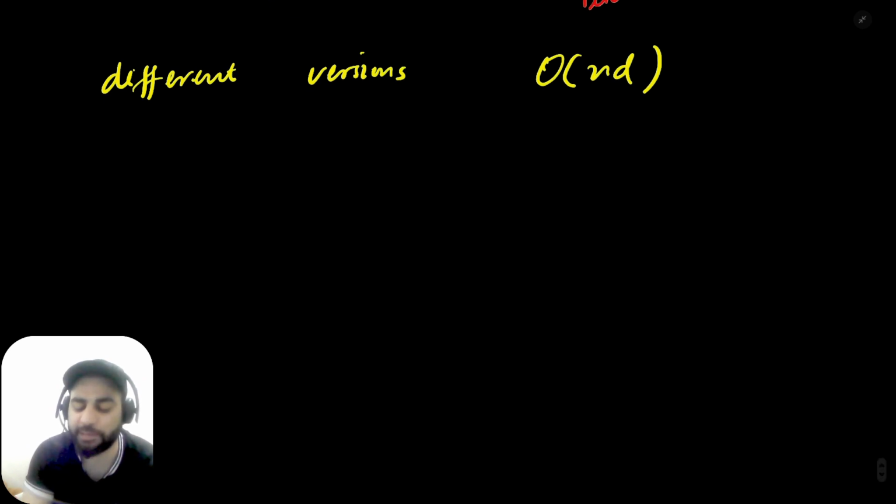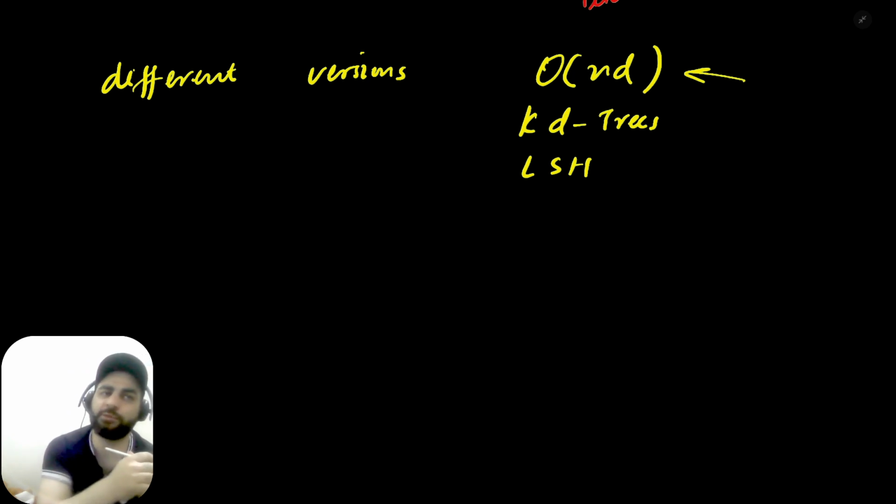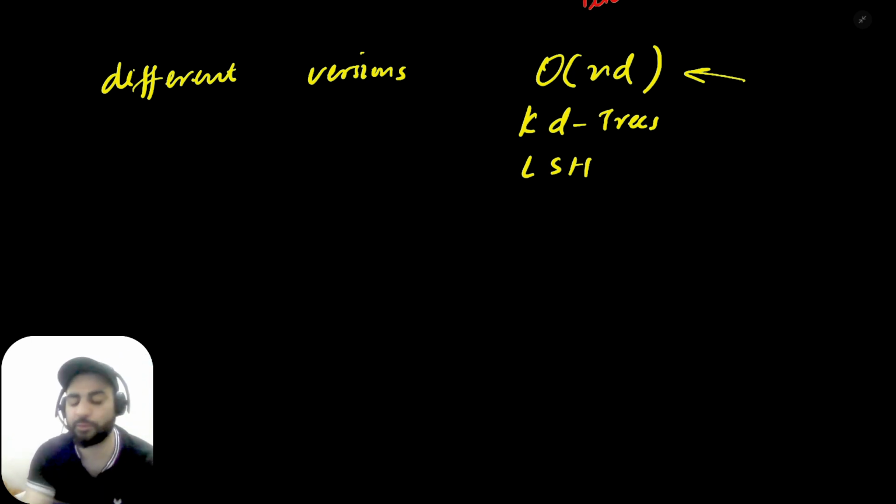Now we'll see if there are ways to reduce this time complexity. There is something called KD trees, which we will study, and there is something called LSH. We'll use these two techniques to implement KNN and make it a little better in terms of complexity, so that it can be deployable. These are different versions of KNN, and this will also give an introduction to data structures.